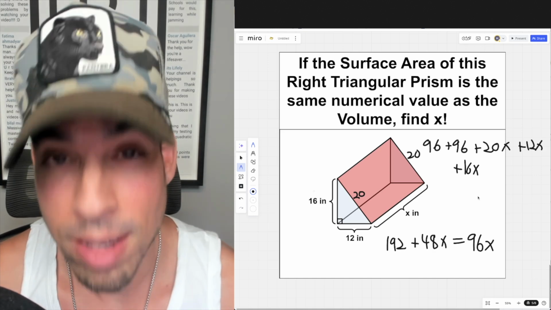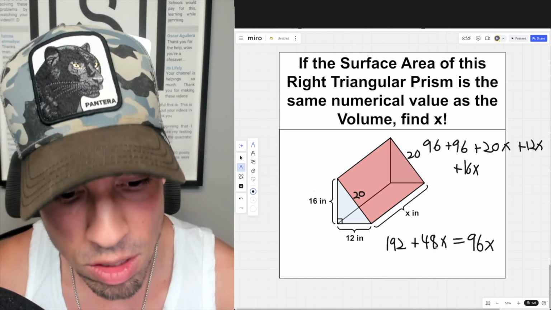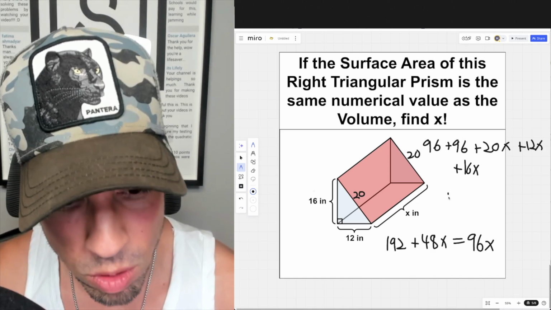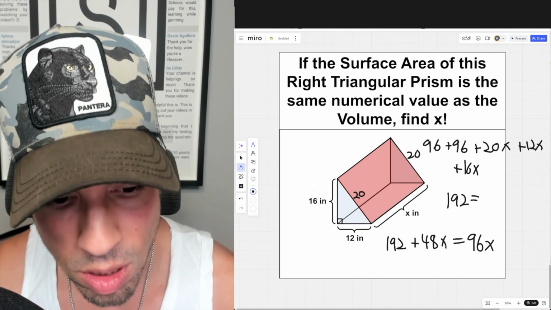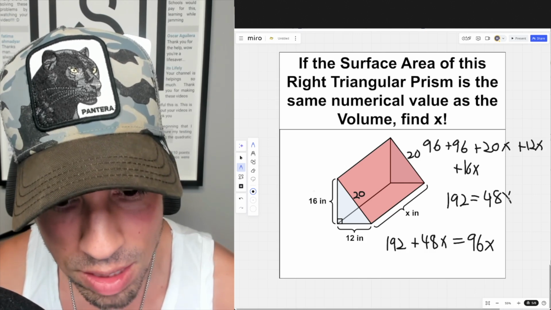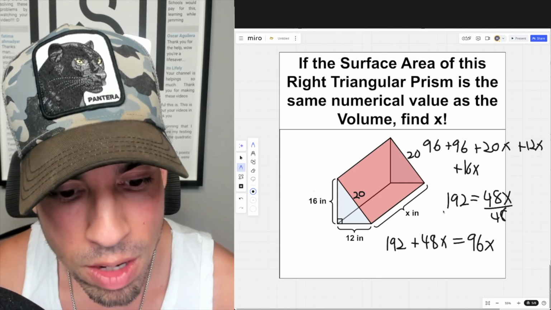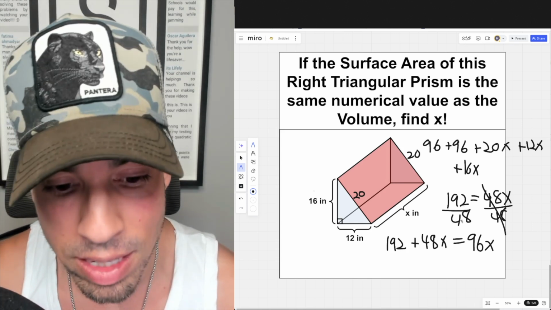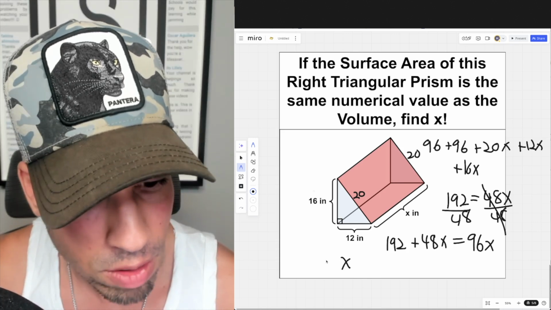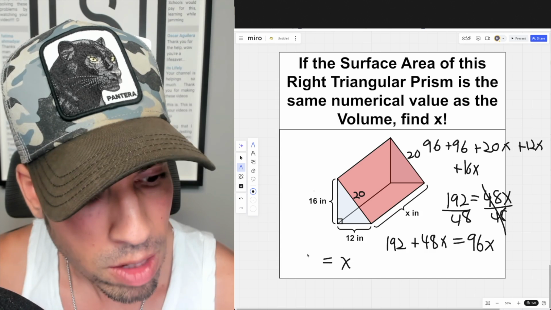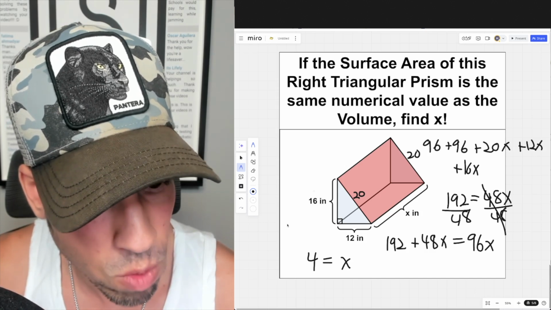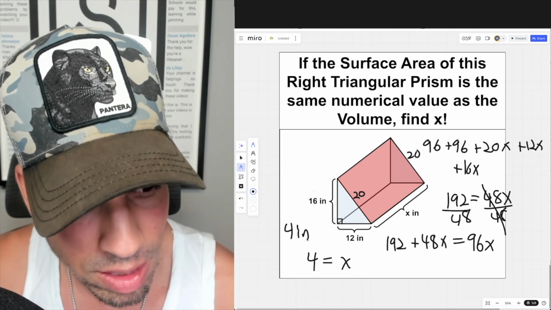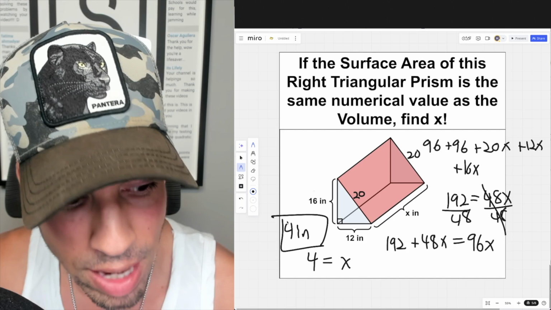And guess what? Now we have an equation. Now we can solve for x. Let's subtract 48x from both sides. So we get 192 is equal to 96 minus 48, which is 48x. Last but not least, let's divide by 48. Divide by 48. And guess what? This goes into 192 exactly. It goes in exactly 4 times. So my final answer for x is 4, meaning x, the length in units, is 4 inches. That's how you do it.